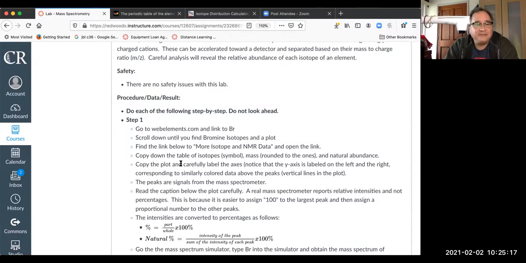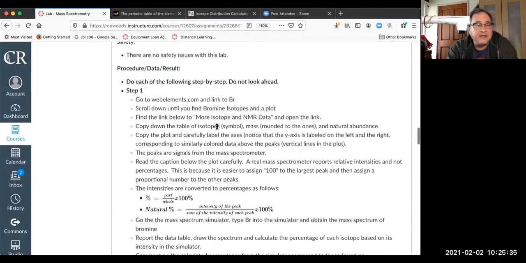Okay, great. Now we're going to go to webelements.com and link to bromine. Scroll down till you find the bromine isotopes and a plot. Find the link that says more isotope and NMR data, open it up, and then copy down the table and the plot. Okay, so I'm going to do that right now.